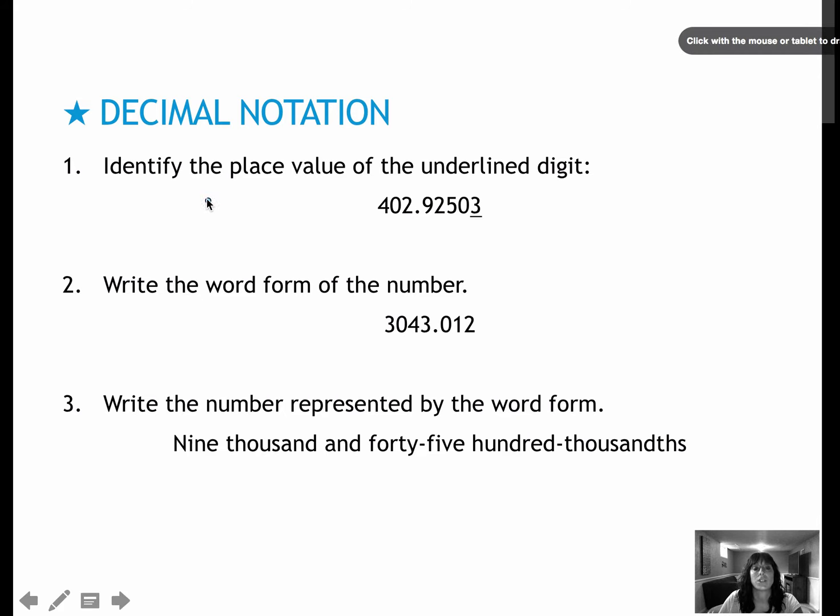For our first, we are identifying the place value. So again, this is a number to the right. So I'm going to count from here: tenths, hundredths, thousandths, 10,000ths, 100,000ths. So 100,000ths.